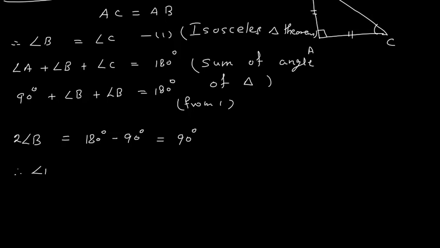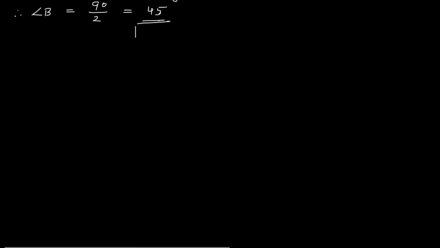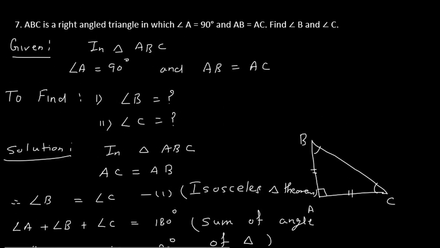Therefore angle B is equal to 90 degrees divided by 2, which is 45 degrees. So your angle B is 45 degrees, and as angle C is the same as angle B, therefore angle C is also equal to 45 degrees. This is from 1, where we know that angle B and angle C are equal. So hence done, we have found the value of angle B and angle C.